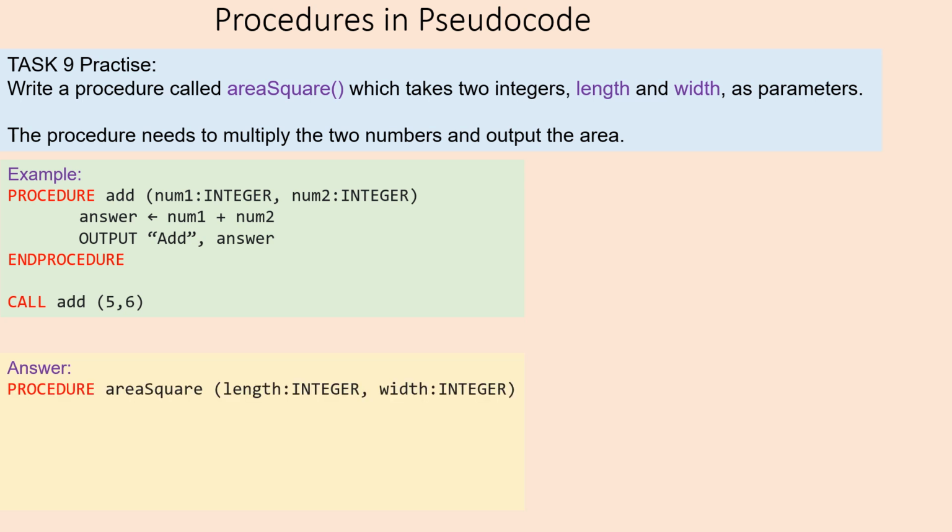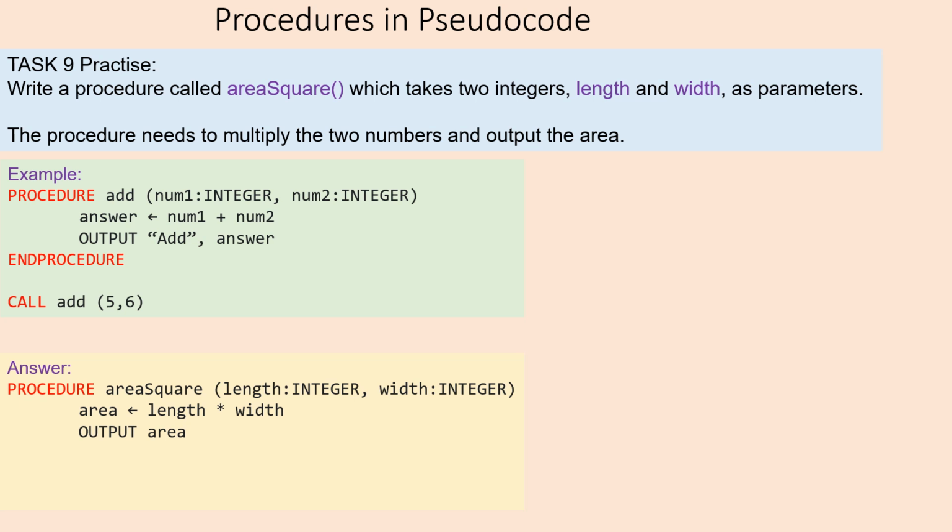So we can write out our first line, procedure, area square, length and width, and just tell us they're integers, but if it doesn't tell you the data type, you can usually figure out what it needs to be. So length is integer, width is integer. So the procedure needs to multiply those 2 numbers and output the area. So I'm going to create a local variable called area. I'm going to assign it the length times the width. I'm going to output it.